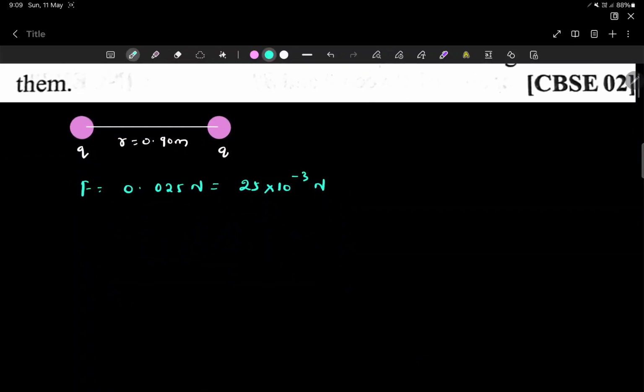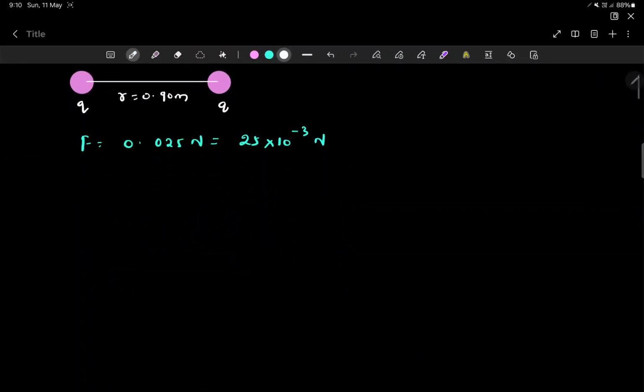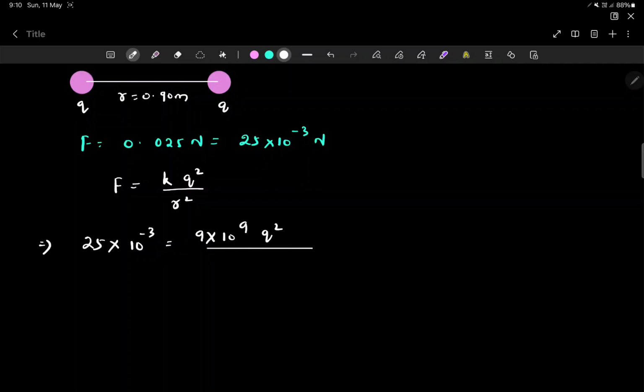Okay. So in this case the Coulomb force becomes F is equal to K Q square by R square. Both the spheres are having same charge. So F value 25 into 10 to the power minus 3, K value 9 into 10 to the power 9 into Q square divided by R square, where R is your 0.90 meter. That is 9 into 10 to the power minus 1 meter. Okay, I hope it is clear to all of you.